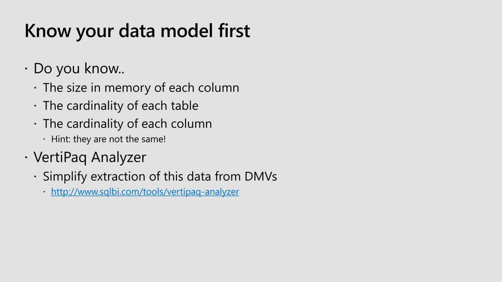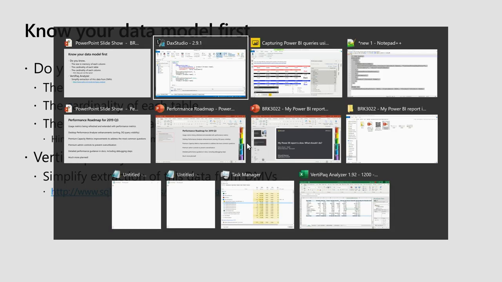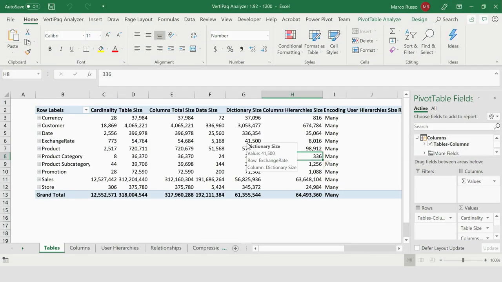In order to know that, there are data management views that can provide this information, but this would be very, very boring, running a lot of queries manually. So the tool that we can use today is a tool called Vertipack Analyzer. Vertipack Analyzer is another tool that you can download from the web. You can search for Vertipack Analyzer. It's very easy to find. Also, you go to sqlbi.com tools and you will find it.